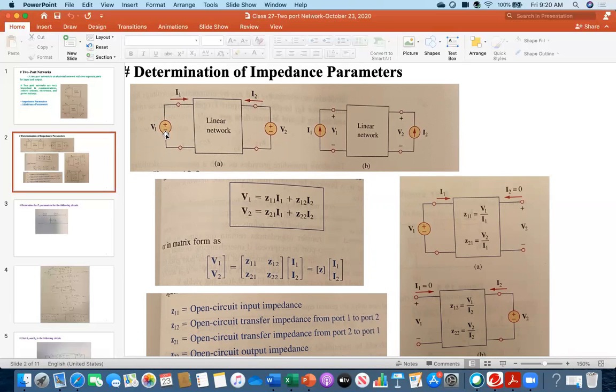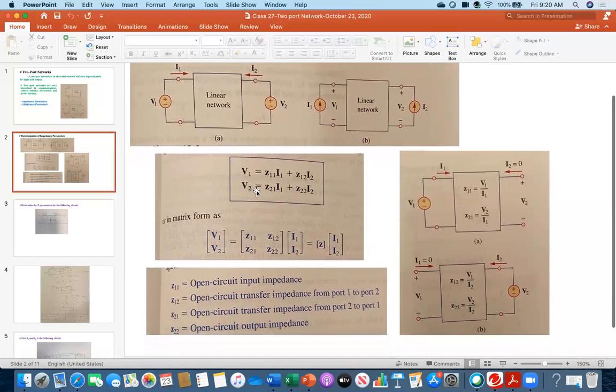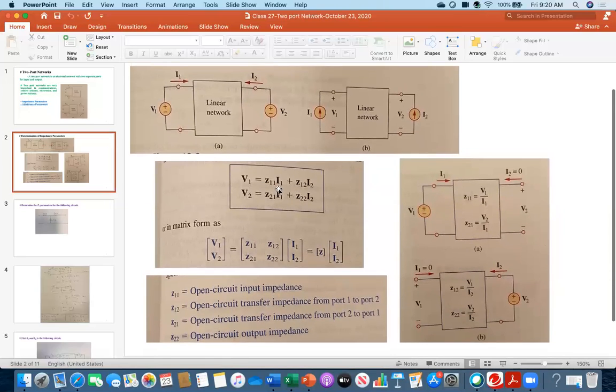Everybody look, V1 equals Z11 I1. This means this current multiplied by Z11. I have written down the definition at the bottom. You see what Z11 is? Open circuit input impedance. I have written down the meaning of all of those. Okay, so Z11 multiplied by I1 plus Z12 multiplied by I2.